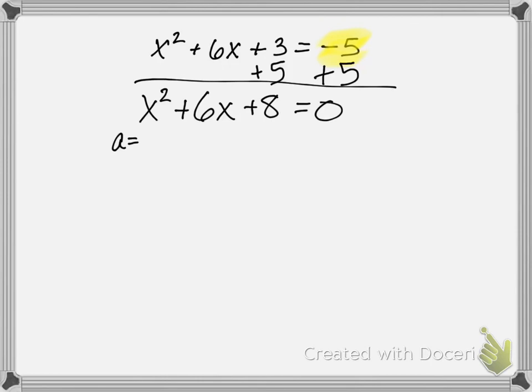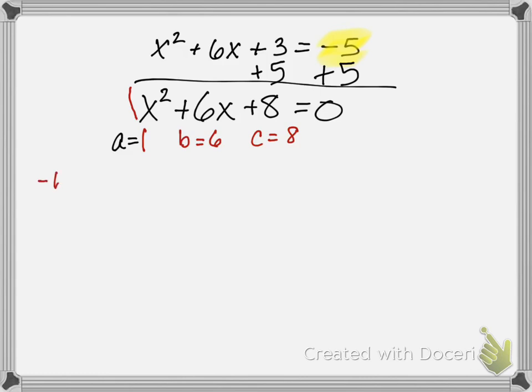So a is the number that is with the x squared, and if I look, I don't see any number in front of the x squared, but I know that there is an invisible 1. So I know a is 1, b is the number with the plain x, or the linear x, that is a 6, and c is an 8. So now what I want to do is plug it into my formula.